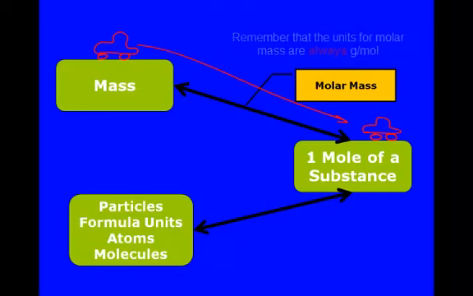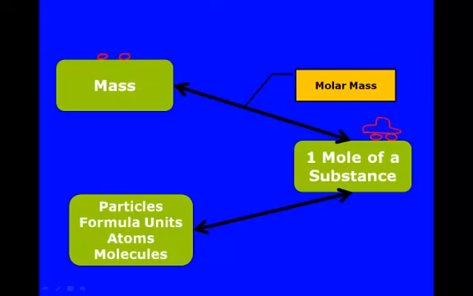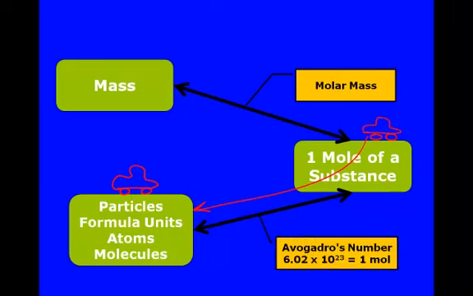If I want to take my car and go from mole island and drive to mass or particle island, or start on particle island and drive to mole island, I'm going to take the Avogadro's number bridge, and I'm always going to use that 6.02 times 10 to the 23rd equals 1 mole. So let's practice.